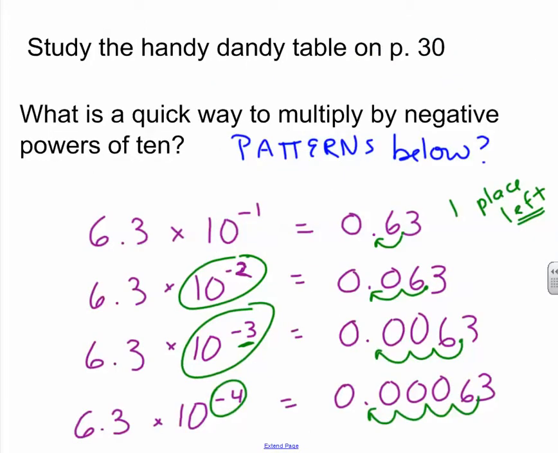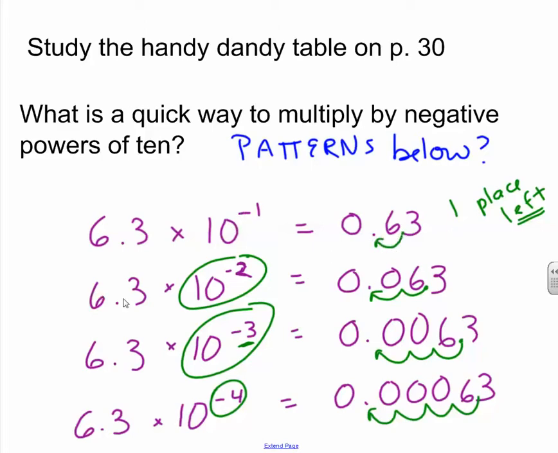All right, then we looked at for another patterns. There's a really excellent table, a blue table on page 30. If you study that, you'll see those same patterns in the table. So what I wanted you to look at, what's a quick way to multiply by negative powers of 10? And I said, look for a pattern here. So if I have 6 3/10 times 10 to the power of negative 1, notice I move the decimal once to the left because I'm taking a tenth of it.